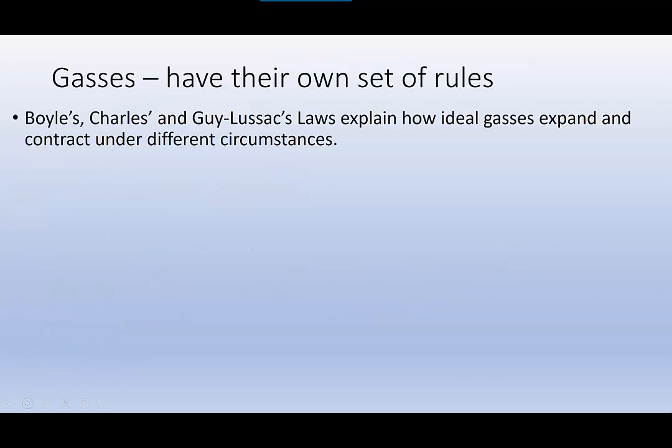Now, gases have their own set of rules. There are 3 particular laws that go along with the gas laws. They're called the gas laws, and they were found by scientists named Boyle, Charles, and Gay-Lussac. And their laws explain how ideal gases expand and contract under different circumstances. An ideal gas is essentially what we're going to assume all gases are. So we'll come back to what that means in definition in class time. But for the most part, when you take a gas, think about a balloon for a moment, and you try to compress it, you have some issues going on there because there's pressure inside the balloon pushing outwards.